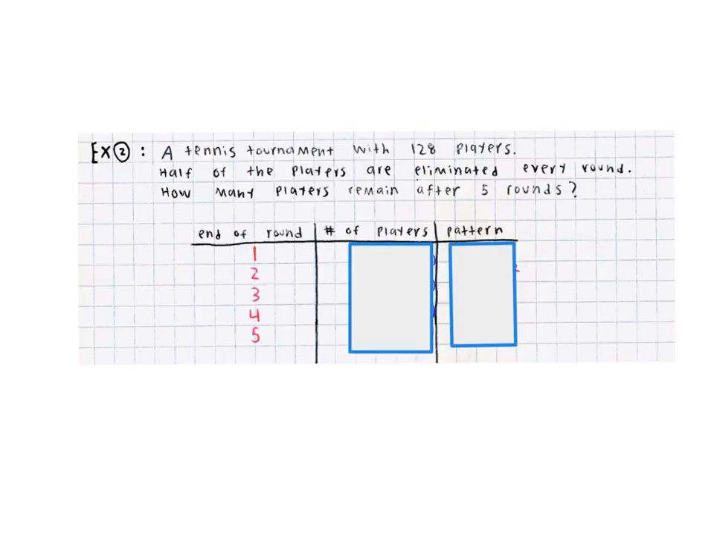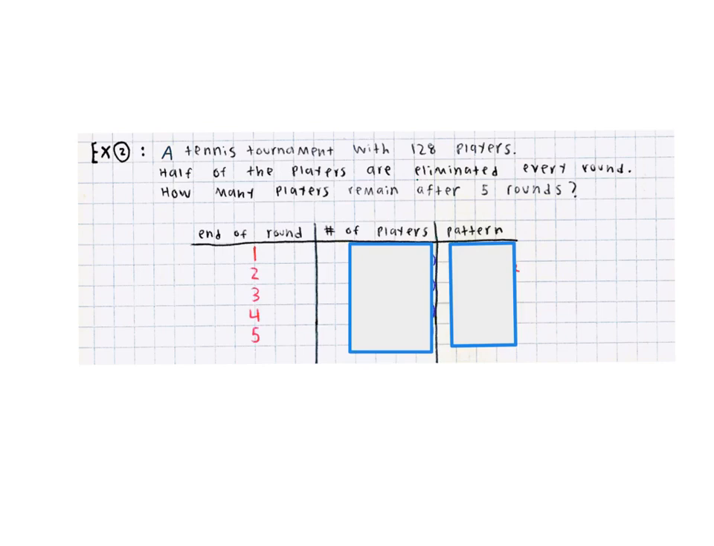Okay, let's take a look at another example. Let's say you're at a tennis tournament with 128 players, and half of the players are eliminated every round. It makes sense, right? You play against one other person, you have a winner and loser, half the people get eliminated. It asks how many players remain after 5 rounds.